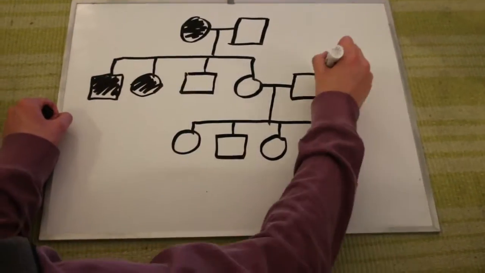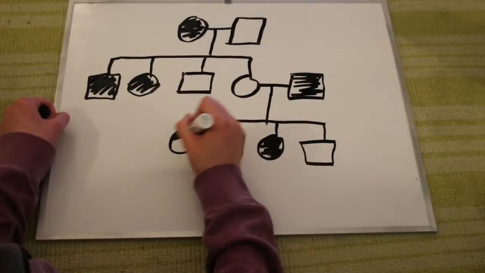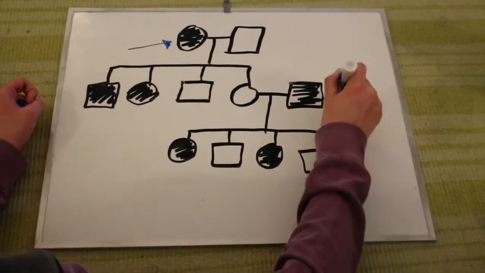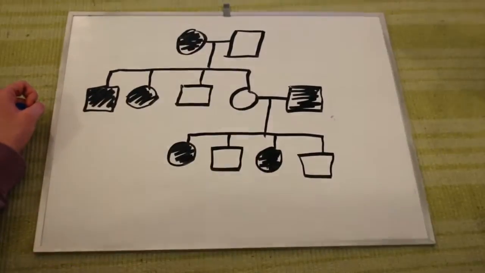Now we can figure out if it is X-linked or autosomal. Next, we ask ourselves, do all affected males have an affected mother? The answer is yes. All affected males will have an affected mother due to the mother having 2 X chromosomes.